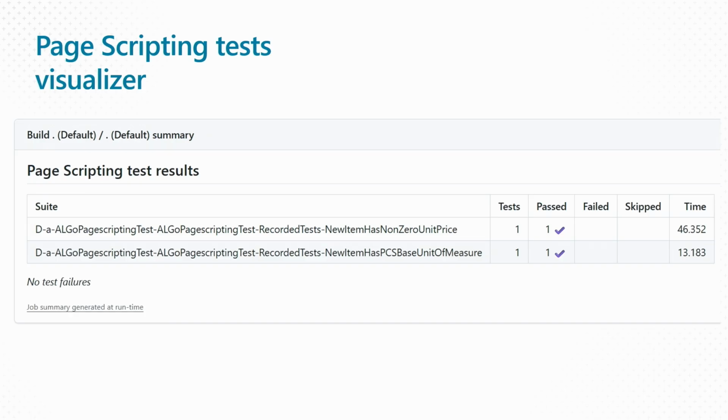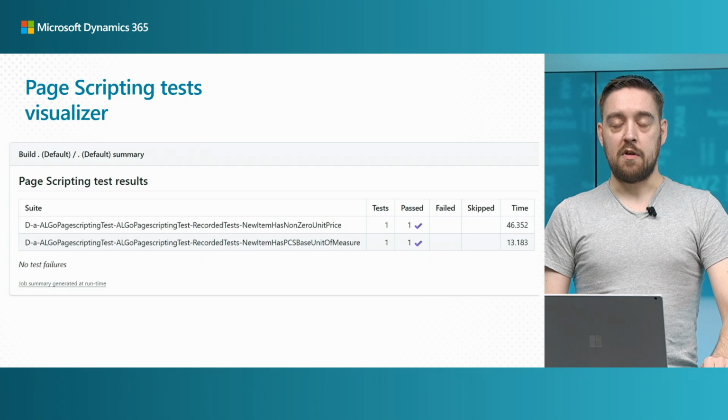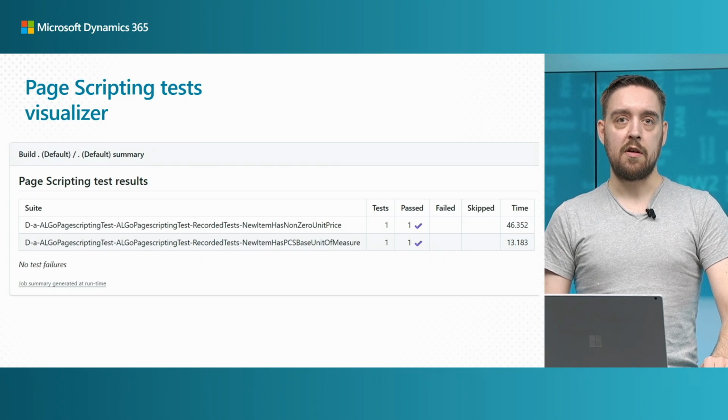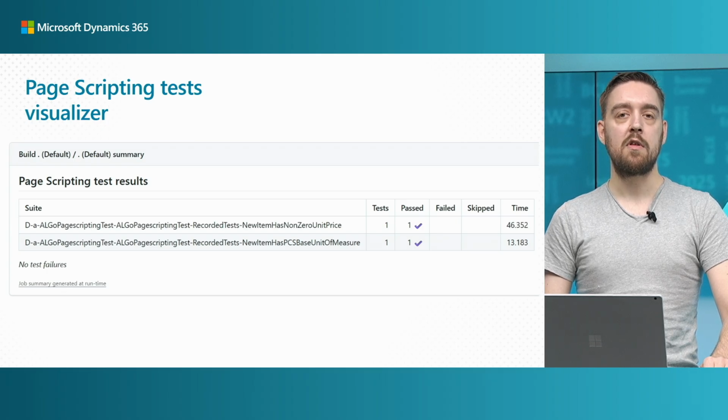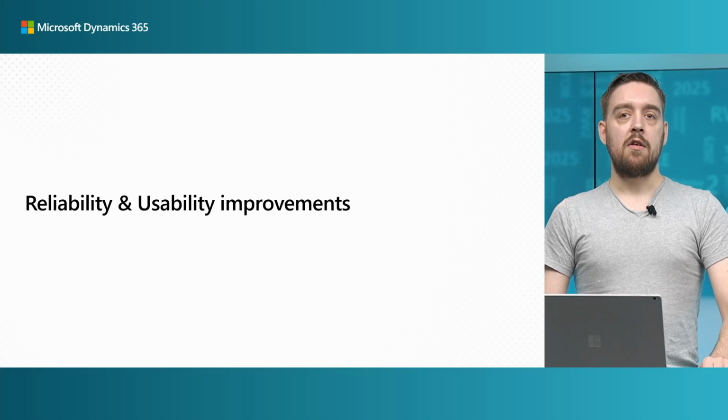Up next, we have page scripting test visualizer. So page scripting has been supported for a while now, but what's new is we can now visualize the results of your page scripting tests directly in your build summary. This is similar to your regular and performance tests. All you have to do is enable page scripting like you did before. No new setting is needed. This will just work out of the box and show up in your build summary as long as you're running page scripting tests.